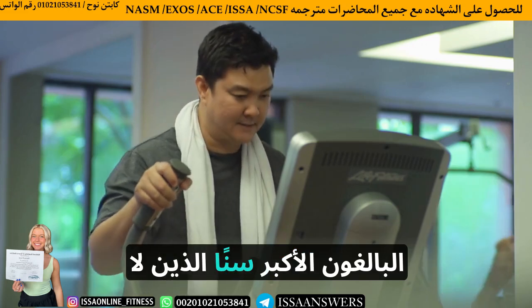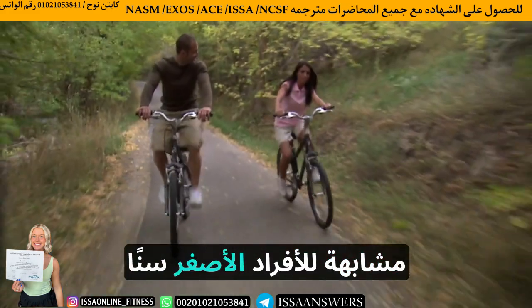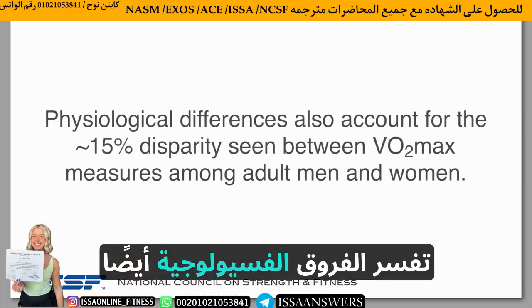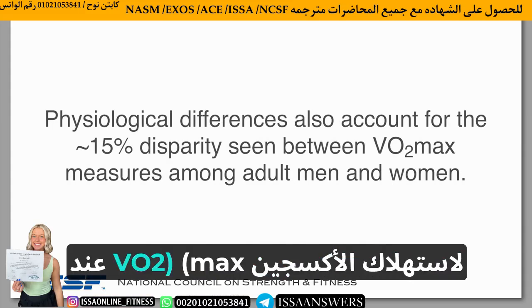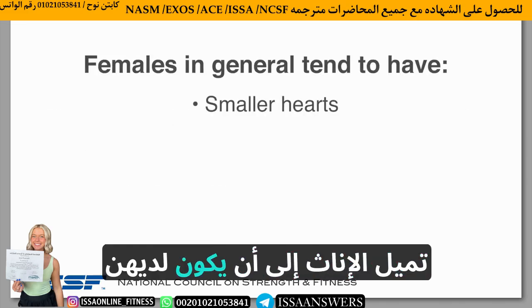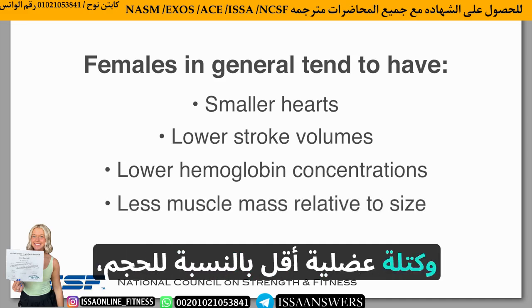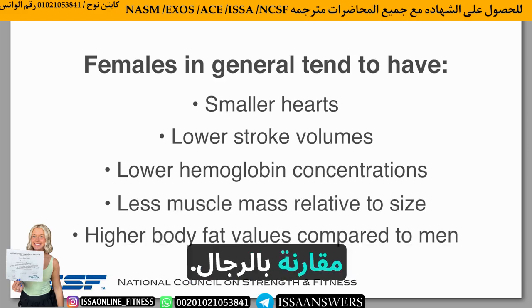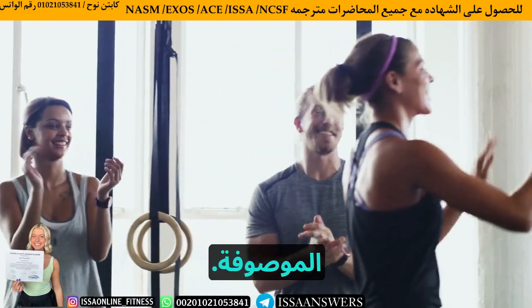Thankfully, sedentary older adults who engage in aerobic activity experience improvements similar to younger individuals at 10 to 20%, but it is much harder for them to reach higher levels of fitness. Physiological differences also account for the approximate 15% disparity seen between VO2 max measures when comparing adult men and women. Females in general tend to have smaller hearts, lower stroke volumes, lower hemoglobin concentrations, less muscle mass relative to size, and higher body fat values on average compared to men. The trainer should consider the impacts of genetics, age, and sex on prescribed training programs.